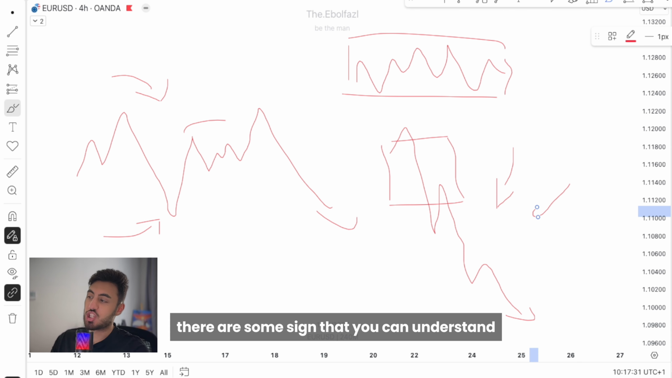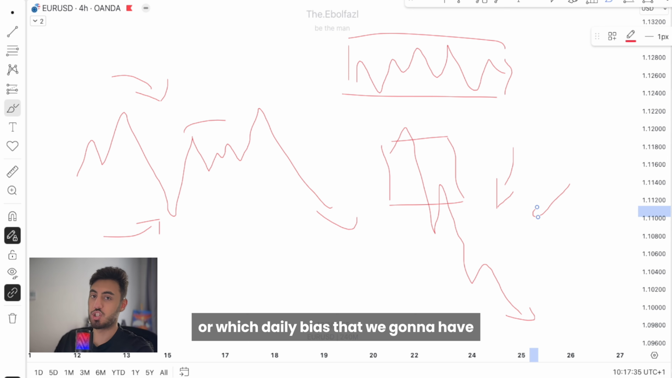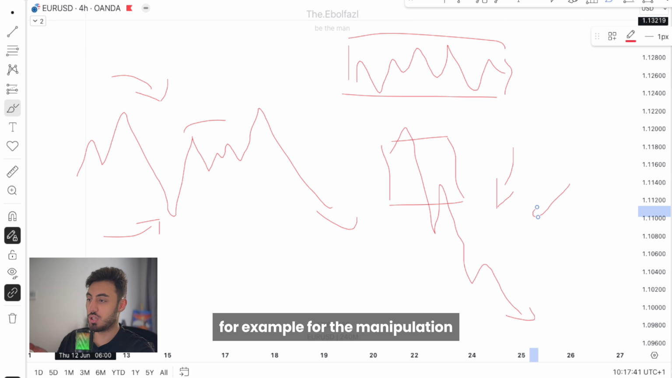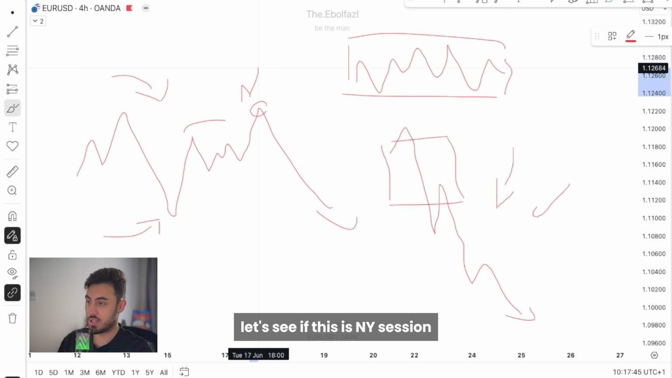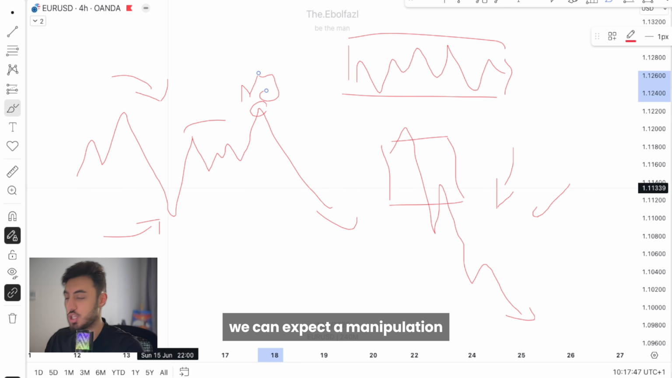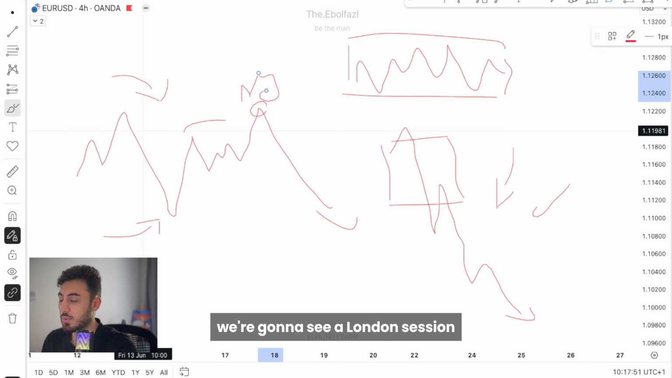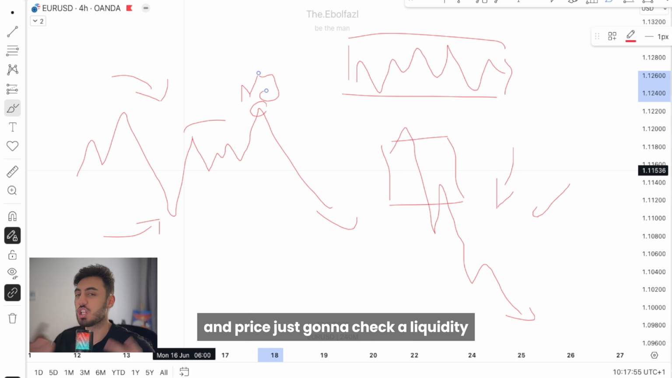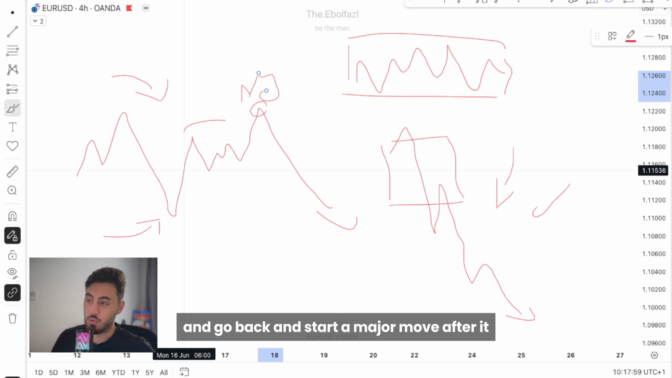Now, there are some signs that you can use to understand which price action we're going to have for that day, which market condition we're going to have. For example, for manipulation, if we have high impact news on the NY session, we can expect a manipulation. So what's going to happen in the manipulation market condition? We're going to see the London session create a fake move, and price is just going to check the liquidity, sweep the liquidity, go back and start a major move after it.